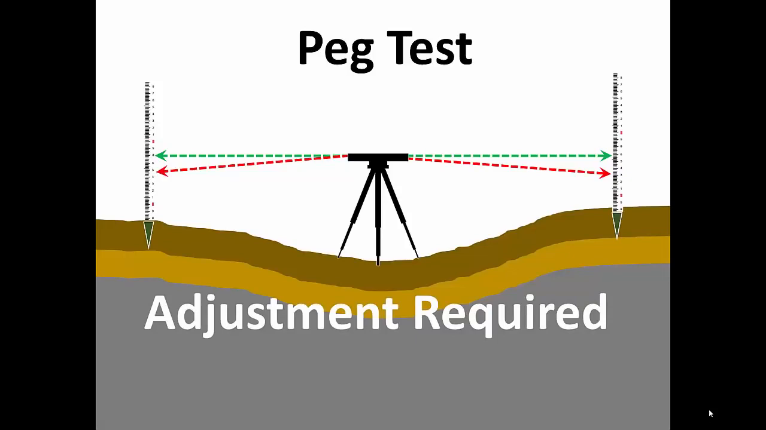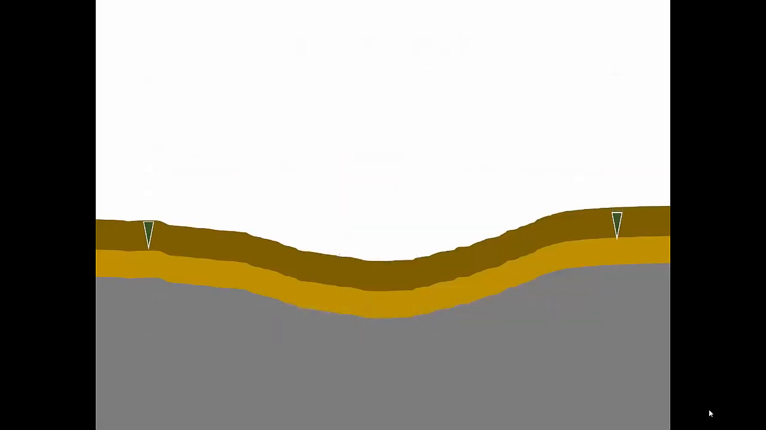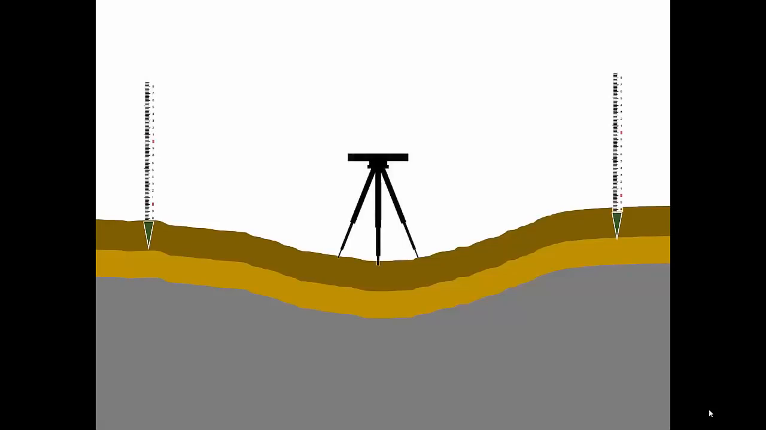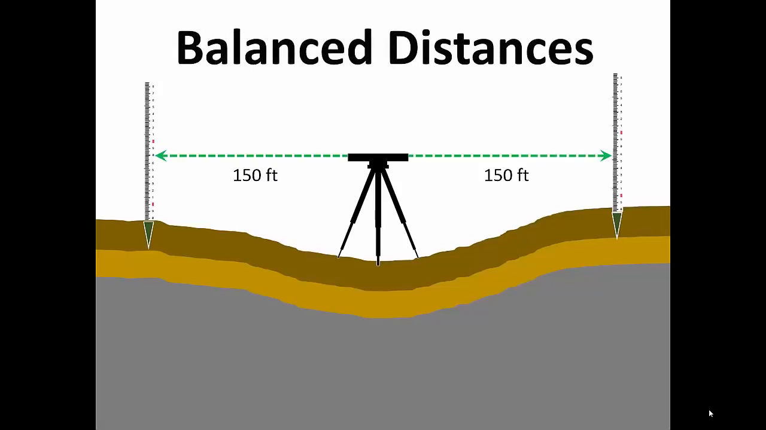To begin a peg test, we mark two stable points 200 to 300 feet apart and set up the instrument at the midpoint between them. In this configuration, we say that the back sight and foresight distances are balanced or equal. First, carefully read both rods and record readings R1 and R2.